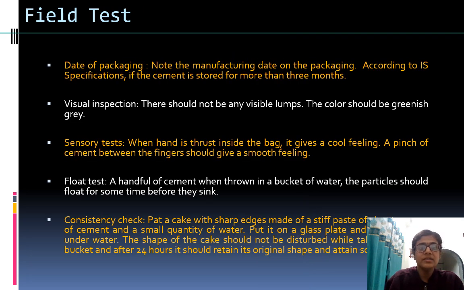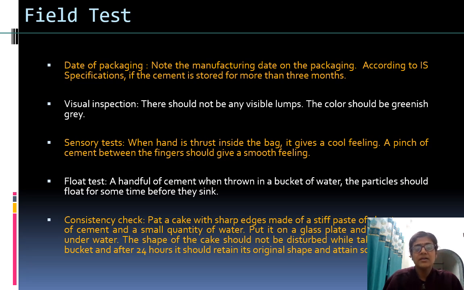So moving to the field test. As soon as we get a bag of cement on the construction site, the first and foremost thing that we should be checking is the date of packaging. The date of packaging is very important because according to our IS code specifications, if cement is stored more than 3 months, it should not be used. It should be sent to the lab for testing. So preferably we should check for that.